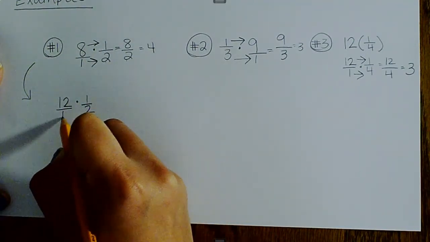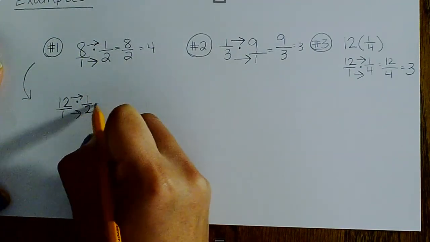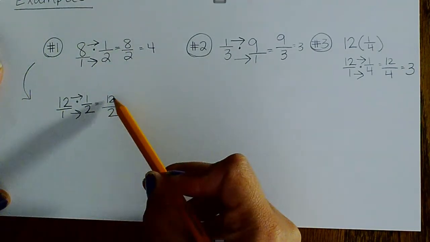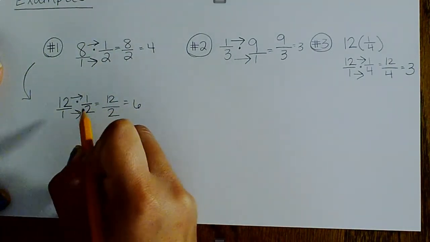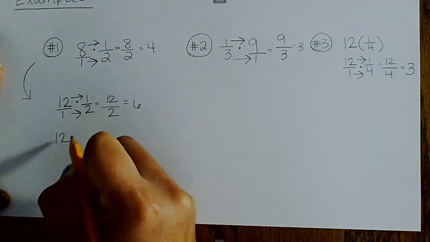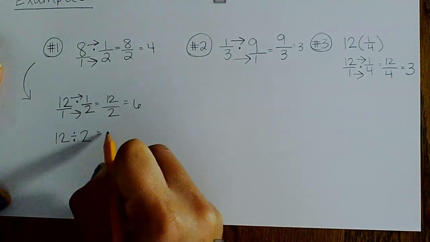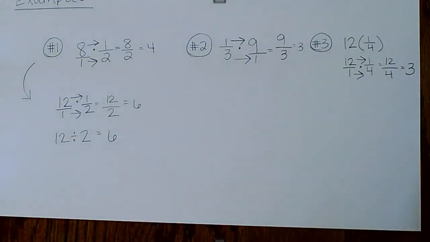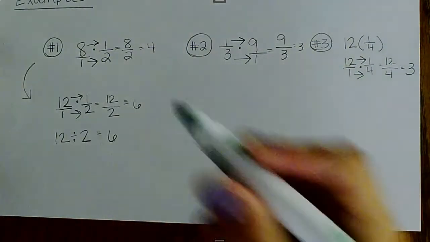We're going to make this a fraction, so we multiply straight across. 12 times 1 is 12, and 1 times 2 is 2. Again, we end up getting the same thing, right? 12 divided by 2, and we get 6. Or we could have just said 12 divided by 2, and we also get 6. Why do you think that is? Can you remember why? Multiplying by 1/2 and dividing by 2 are the same thing.